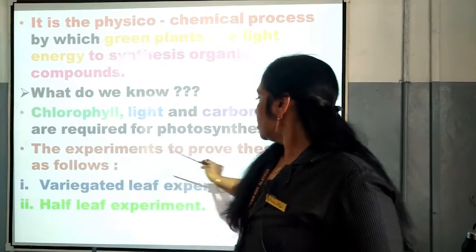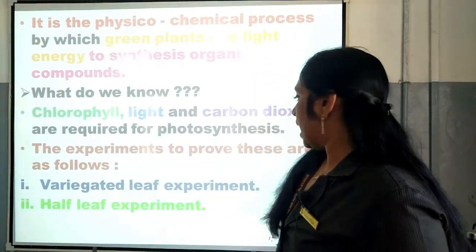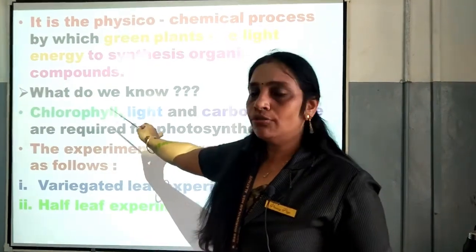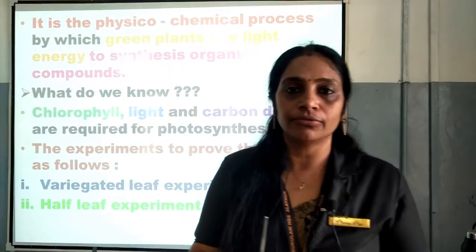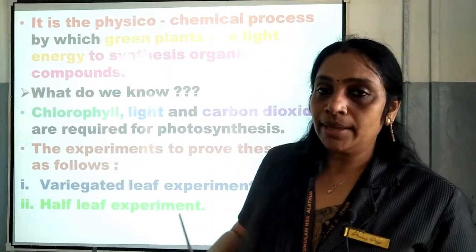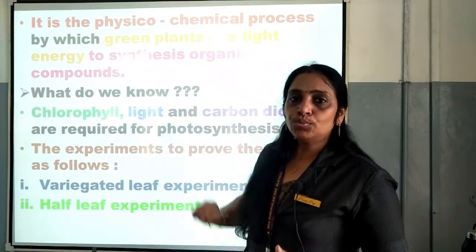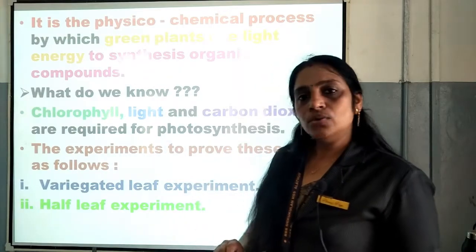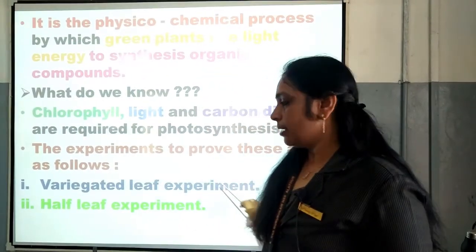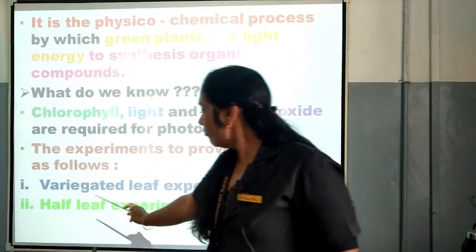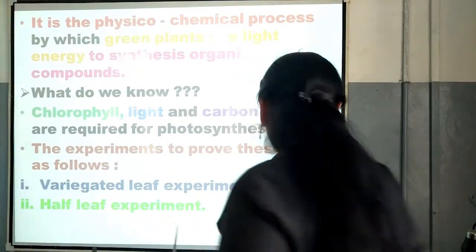The experiments to prove that chlorophyll, light and carbon dioxide are the important components of photosynthesis are as follows. Related to them, experiments are there to prove it. You can see which are those experiments. Number 1, variegated leaf experiment, and number 2, half leaf experiment.